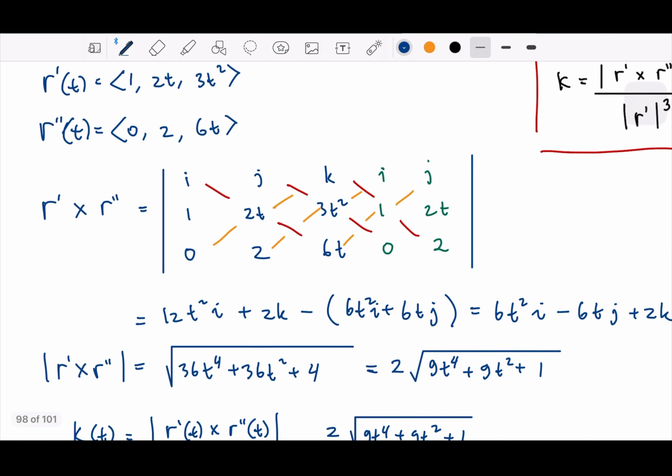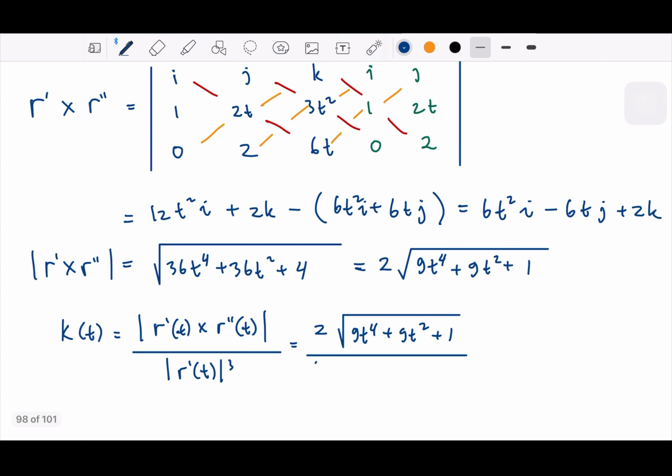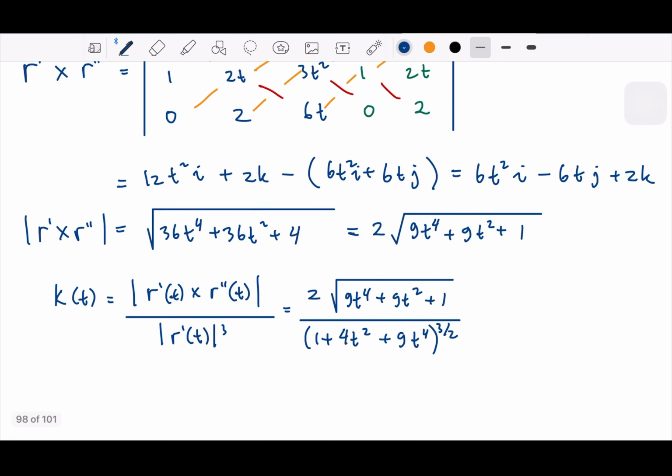the r prime is 1 plus 4t squared plus 9t to the power of 4. It should be cubed, but it has a square root, so it's 3/2. And then we need to apply when t is equal to 0, which is equal to 2.